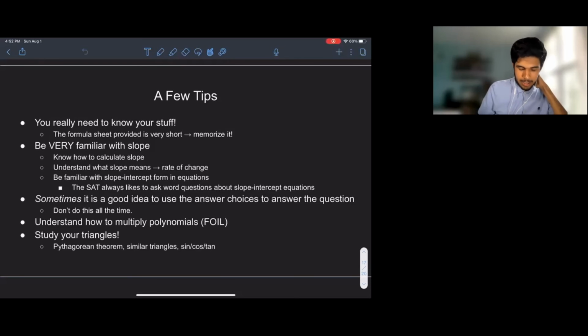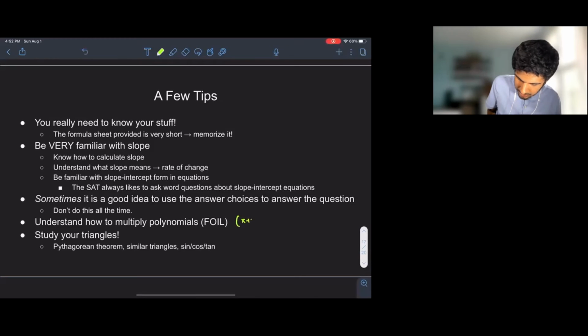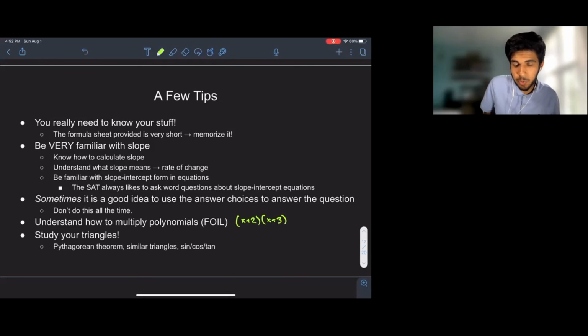And then next, understand how to multiply polynomials. This occurs sometimes that you do need to know this, maybe 1 or 2 questions every exam. So I wrote the word FOIL, that's the word that's used in my neck of the woods. It might be different elsewhere, but I'll do a quick example. So this is when we have like x plus 2 times x plus 3, and you should be able to know how to multiply this. So FOIL stands for first, outer, inner, last.